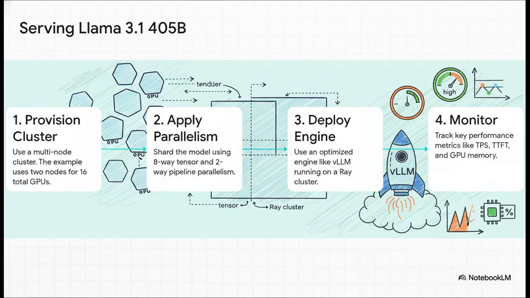You start with a big cluster of GPUs. I mean, you have to for a model this size. Then you use both tensor and pipeline parallelism to slice and dice that model so it fits. Next, you deploy it with a smart inference engine like vLLM to handle all the tricky stuff like continuous batching. And finally, you are constantly monitoring those key metrics we just talked about, TTFT, TPS, and GPU memory, to make sure everything is running perfect.